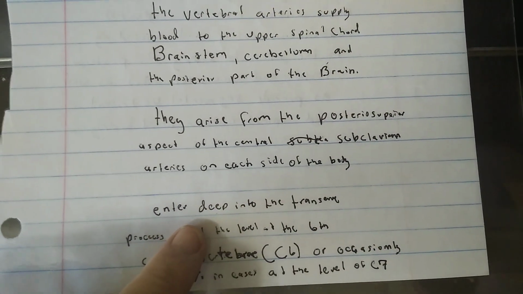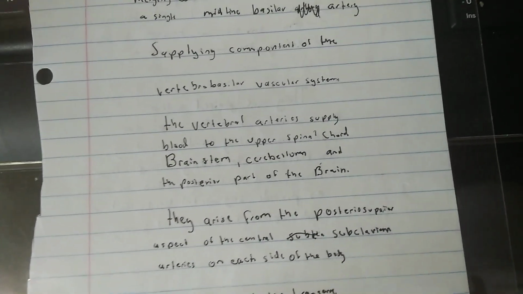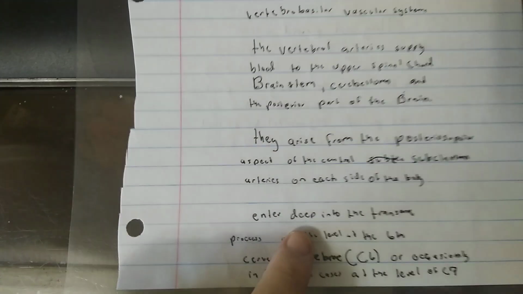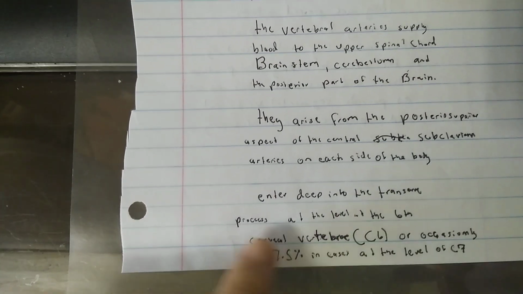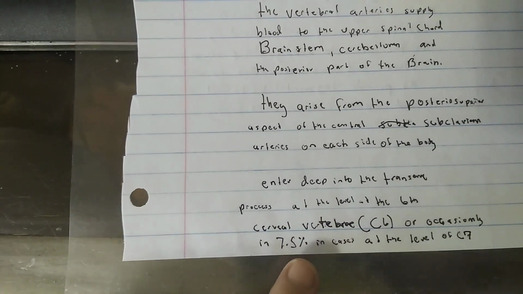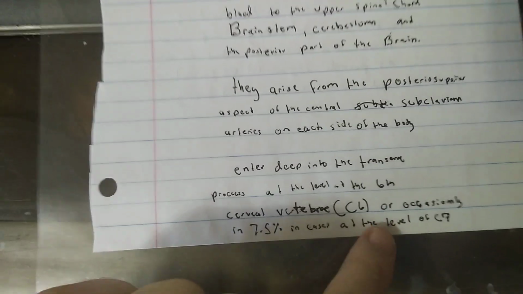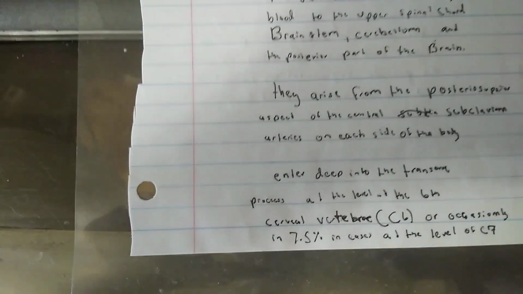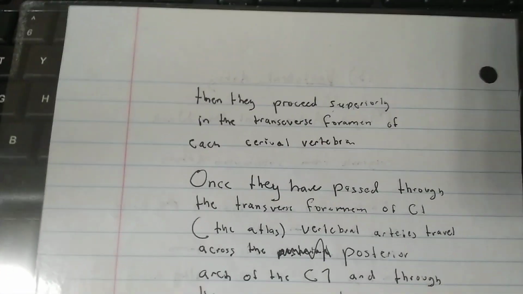So they're saying it enters into a deep transverse process in 7.5% of cases at the C7. Okay. That will be covered later. Let's keep going with this.